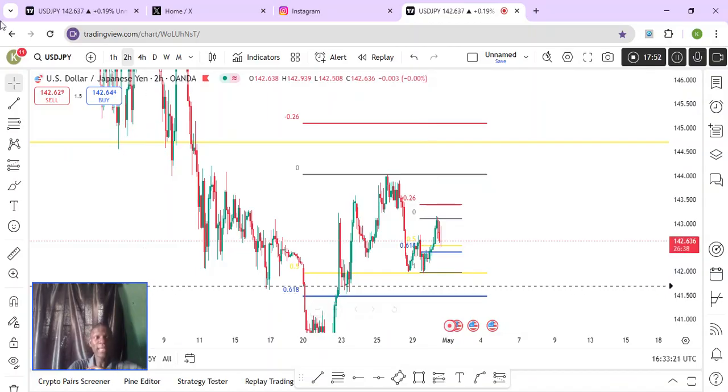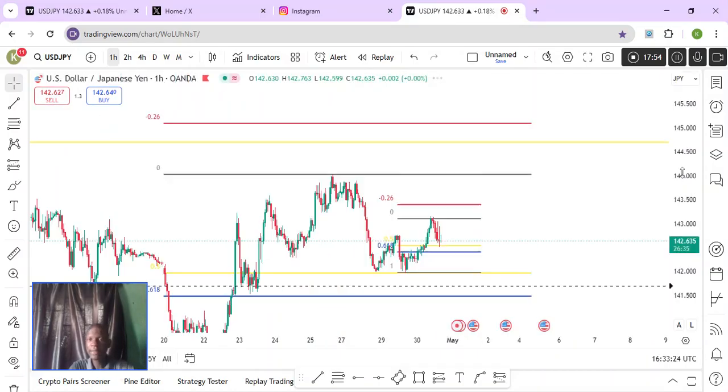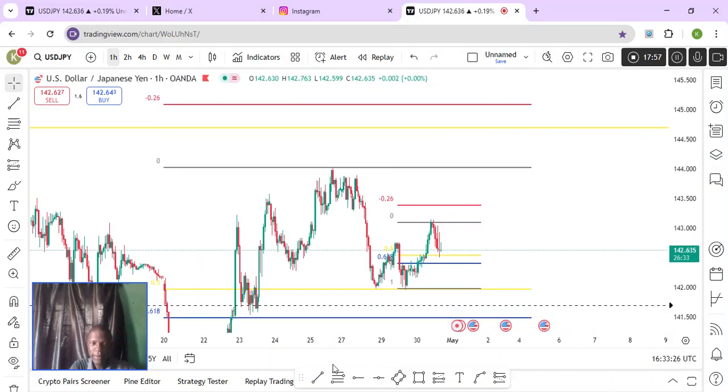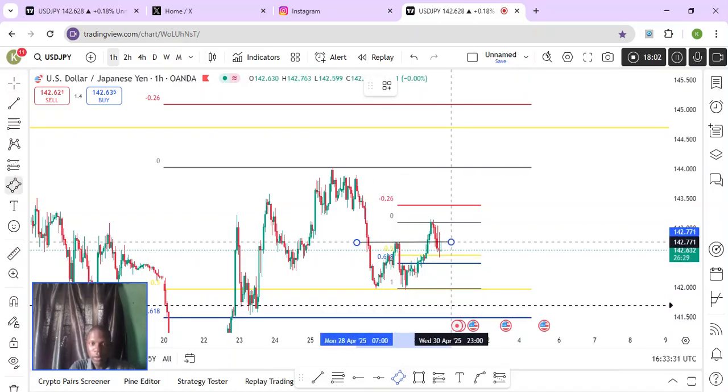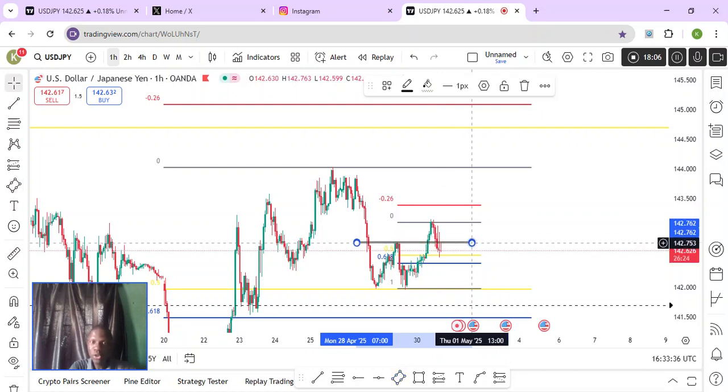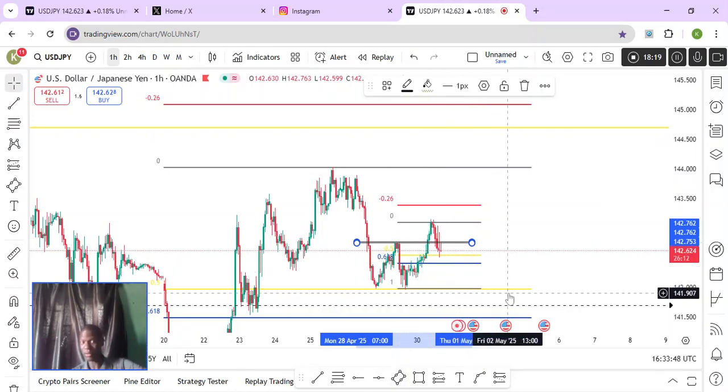But then I still spotted something nicely. This is the neckline of the double bottom. And if I use my Fibonacci level from swing high to swing low, you guys see that the market is currently testing on it. You can see the buy momentum there. As it is coming down, the market is spiking up. You can see the momentum there.